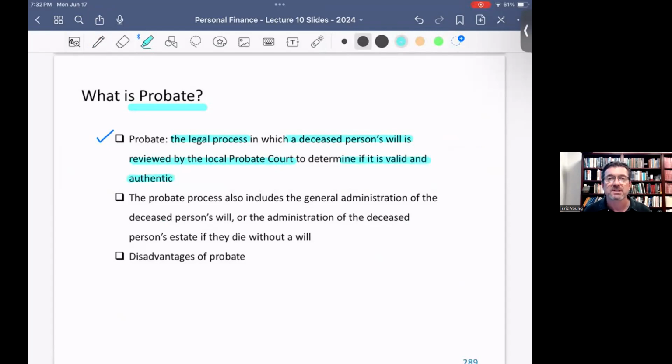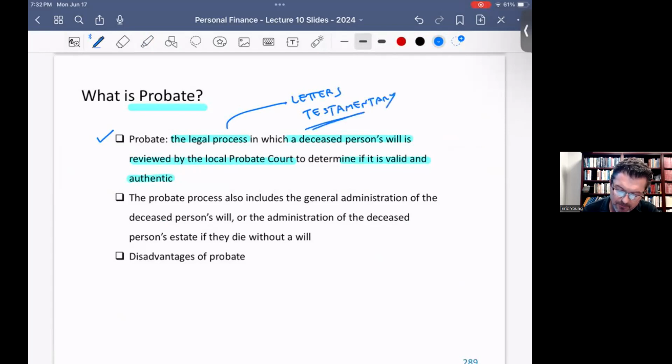If the probate court says, yes, we determine that this will is valid, is authentic, is genuine, then the probate court will give your executor the formal permission to execute the will. By the way, after the probate court does this, they will give your executor a very specific document known as letters testamentary.